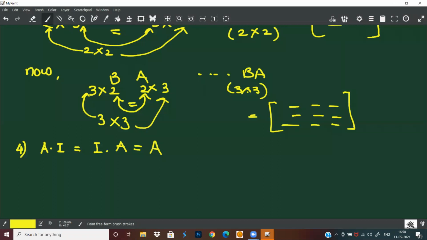Okay, so we are done. A into I is equal to I into A is equal to A. Any matrix into unit matrix. And whenever possible, any matrix into null matrix is null matrix. You know that. Then last time, I told you divisors of zero. Who remembers what are non-zero divisors of zero?